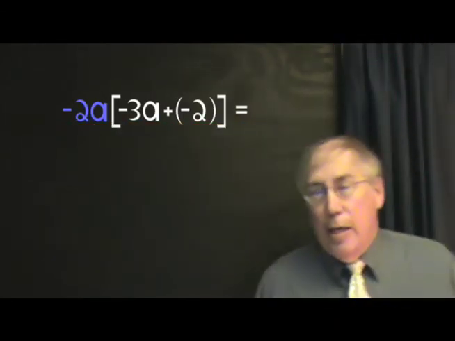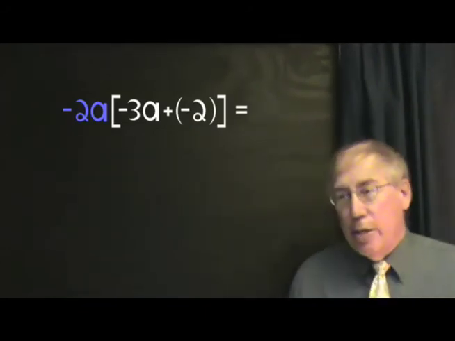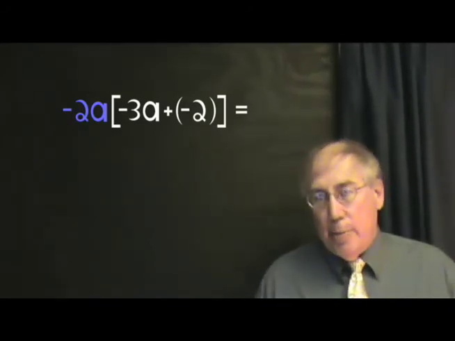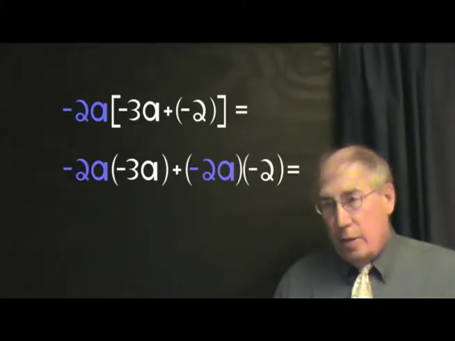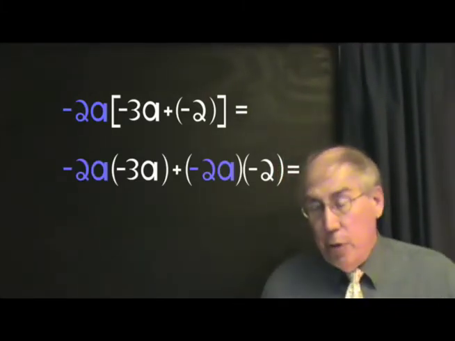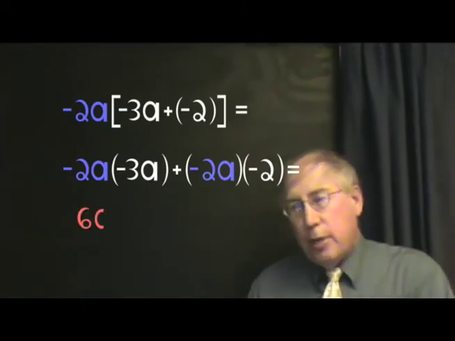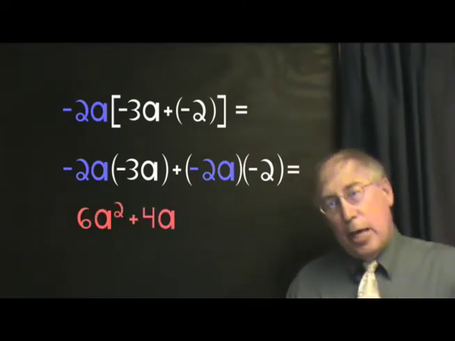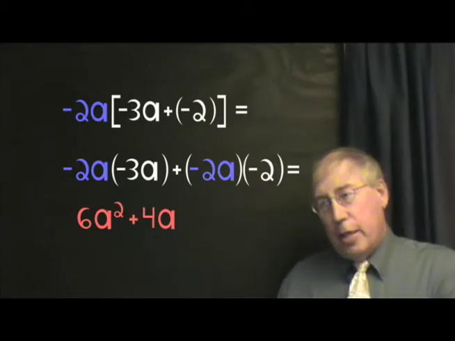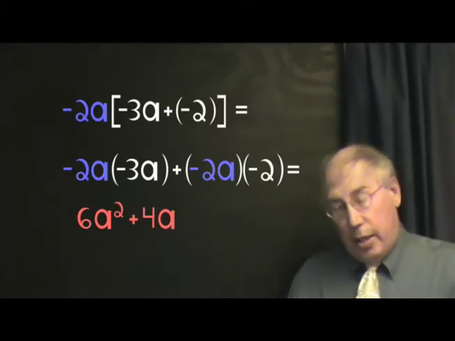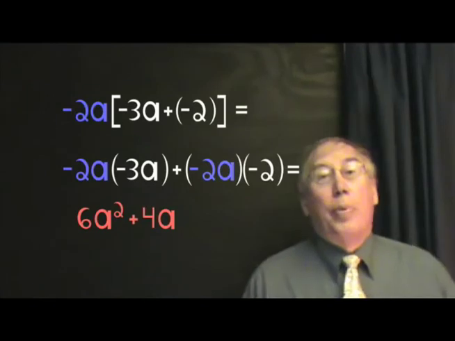Uh-oh, here comes a train. Get out of the way. And it's bringing us a problem here. A negative 2a, and within the brackets we have negative 3a plus a negative 2. So let's actually write this out. We're going to have a negative 2a times a negative 3a, and then a negative 2a times a negative 2. Now, a negative 2 times a negative 3 is a positive 6. a times a is a squared. A negative 2 times a negative 2 is a plus 4 times the a, so we get 6a squared plus 4a.